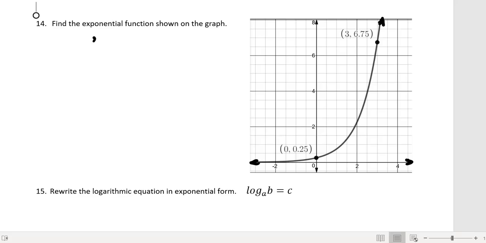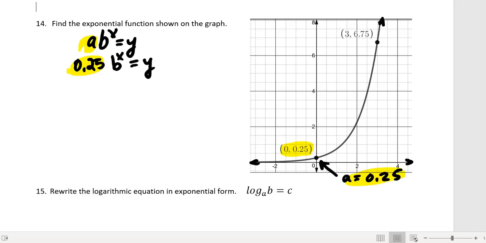Okay, so we know that an exponential looks like this: A times b to the x is equal to y. We know that our y-intercept is always the a, so it's going to be 0.25. So I replace the a with 0.25. It's always going to be the y-intercept. If you can read it off the graph, that's super.